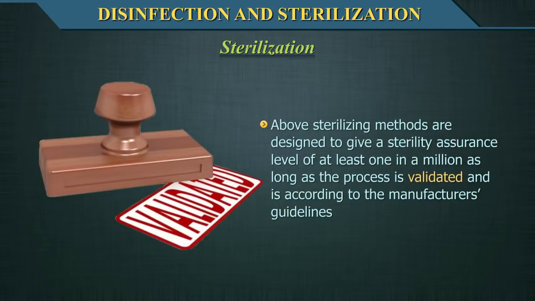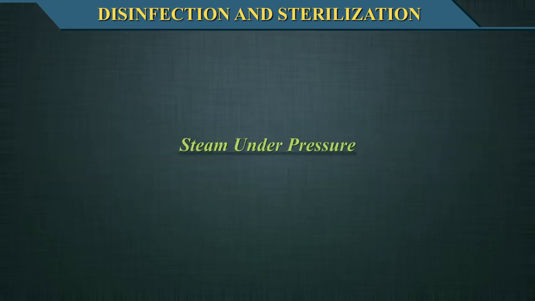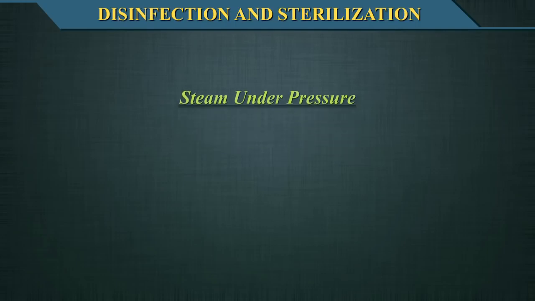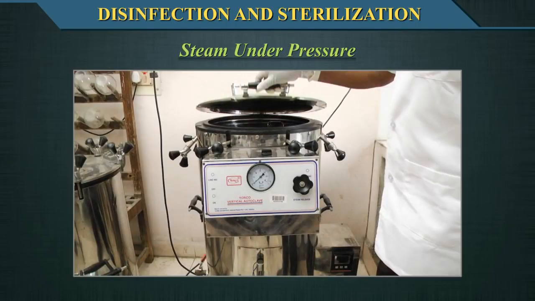The above sterilizing methods are designed to give a sterility assurance level of at least 1 in a million as long as the process is validated and is according to the manufacturer's guidelines. Steam under pressure, moist heat sterilization. This is the most efficient and reliable method to achieve sterility of instruments and equipment. It is inexpensive, non-toxic, and very reliable.